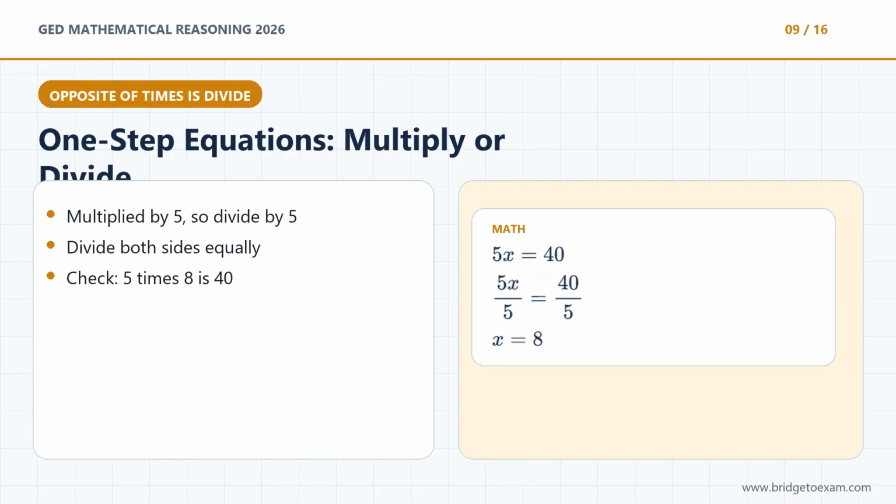The same idea works for multiplication. In 5x equals 40, the x is multiplied by 5. The opposite of multiplying is dividing, so divide both sides by 5. On the left, 5 divided by 5 is 1, leaving just x. On the right, 40 divided by 5 is 8, so x equals 8.